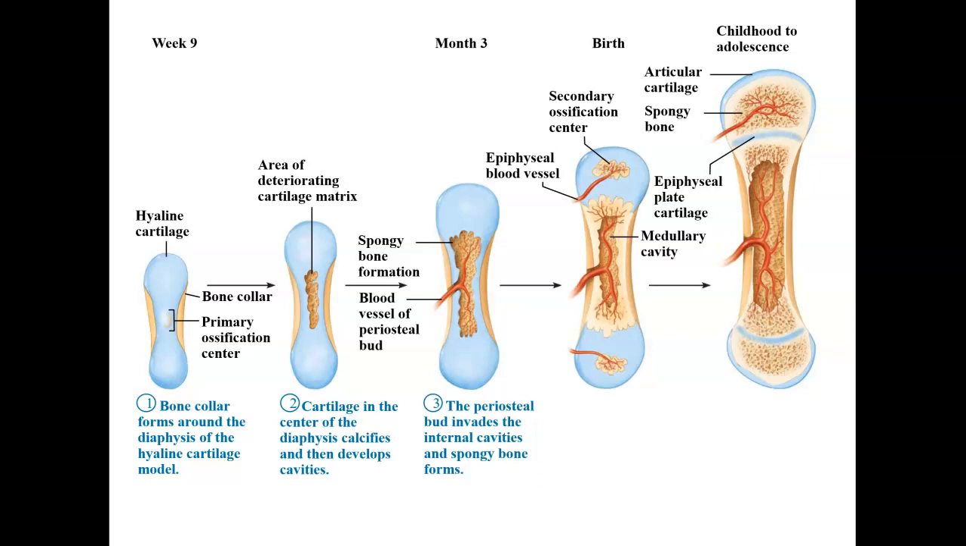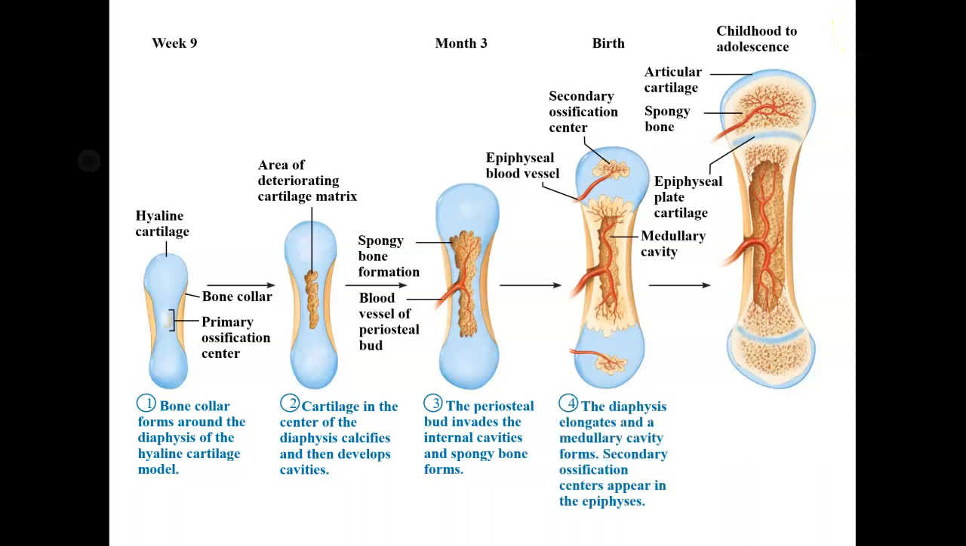Next, you're going to have the periosteal bud, which is going to invade the internal cavities and the spongy bone. And so it's going to come in, hold on just a moment. You're going to see how it's going to come in through here. And so now you're going to have these arteries and vessels that invade that medullary cavity. And they eventually start to work their way up to where the spongy bone is going to begin to form on the ends.